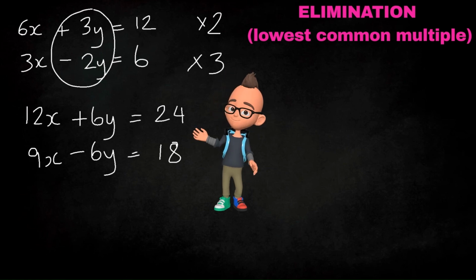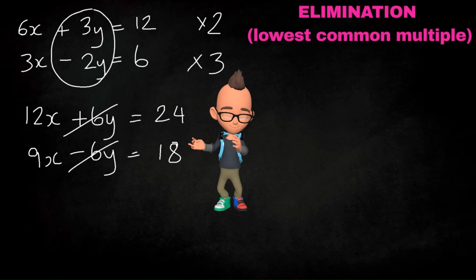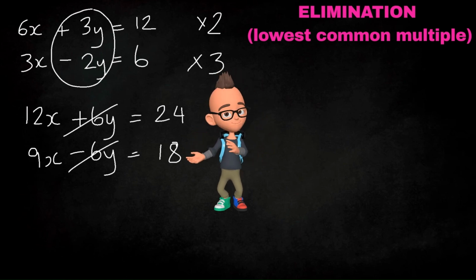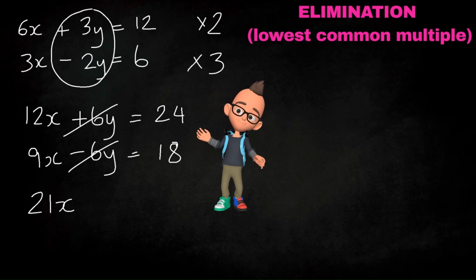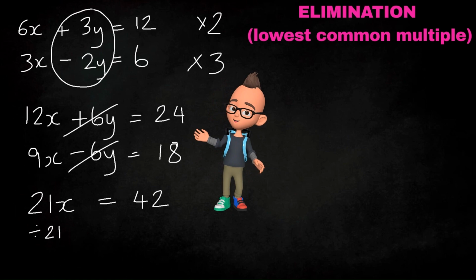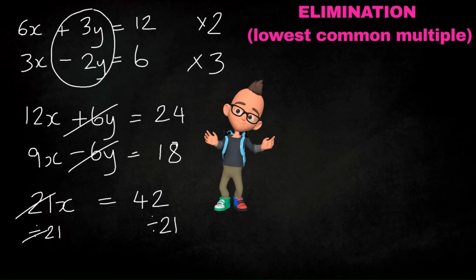Looks good so far. Now I can cancel the y's out. I can add the top equation with the bottom equation. This gives me 21x equals 42. Now I can finally isolate x. By dividing both sides by 21, I get x equals 2.